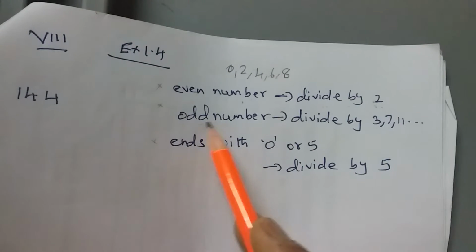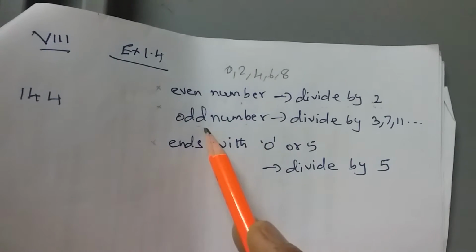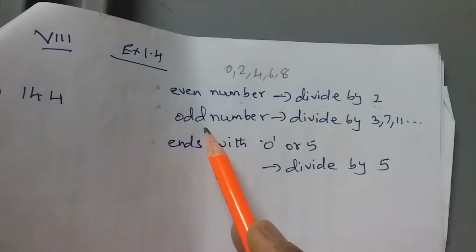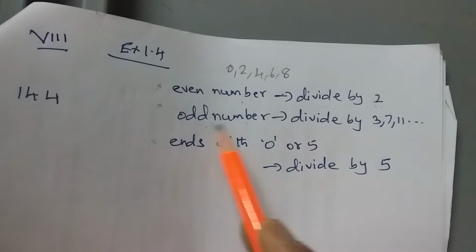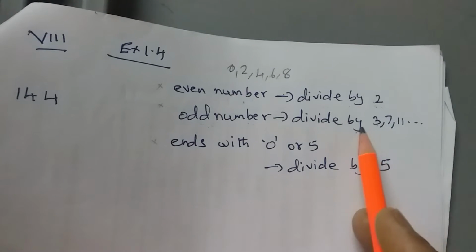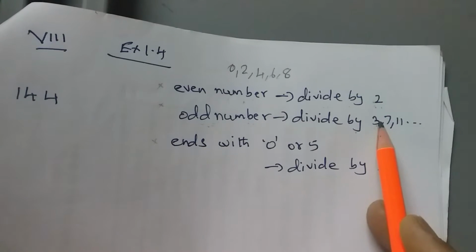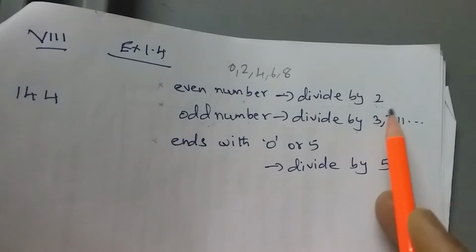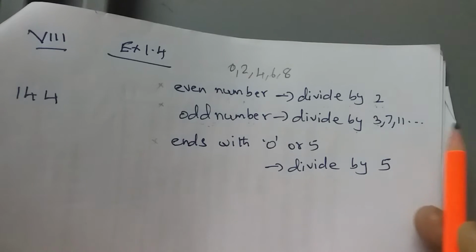Then suppose the given number is an odd number. What is an odd number? Numbers ending with 1, 3, 5, 7 and 9. So if you get an odd number, then we check whether it is divisible by 3. If it is not divisible by 3, then we check by 7. If it is not divisible by 7, then we check by 11 and 13, etc.